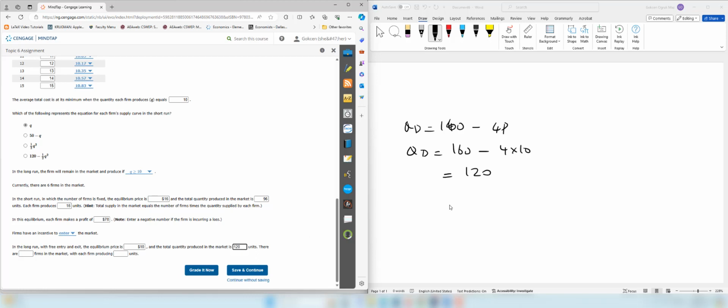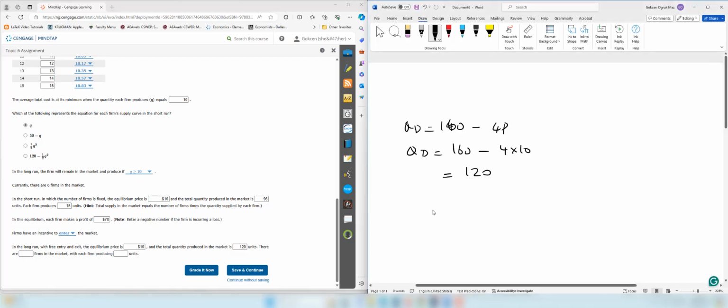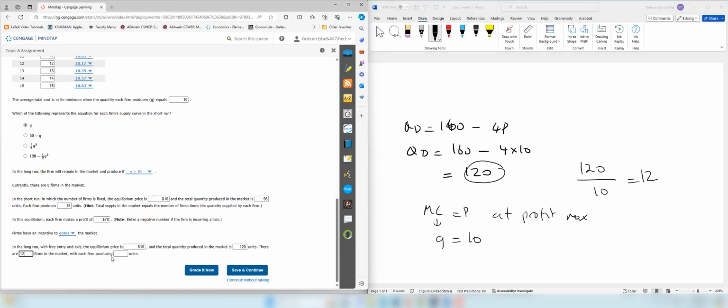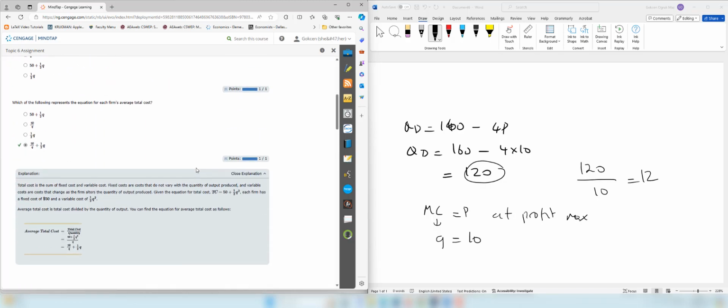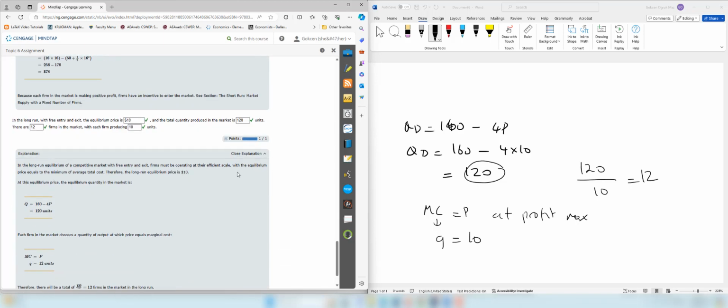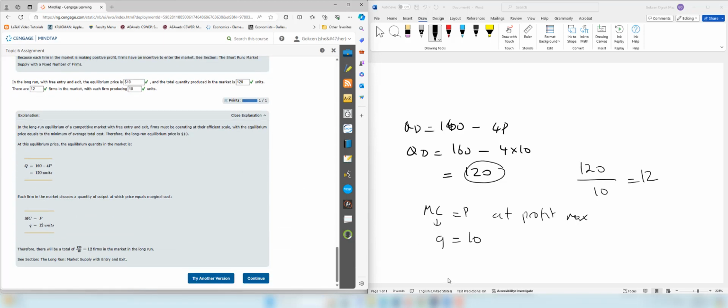And since MC equals P at the profit maximization level, and we know that MC is Q, therefore Q is 10, and since the total quantity is 120, divided by 10, there are 12 firms in this market, each producing 10 units. So when you scroll down, you find that all answers are correct. So these are the answers for question 8 and question 10. Let me know if you have any questions.